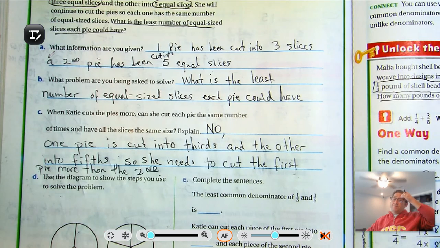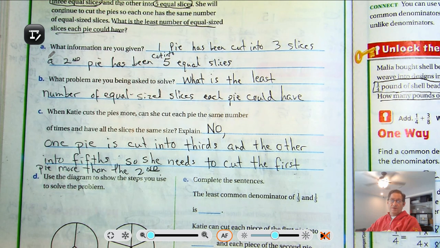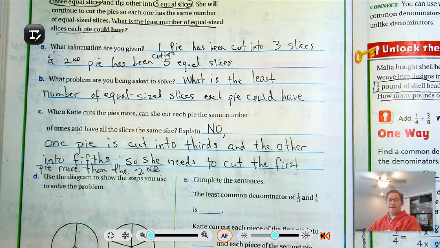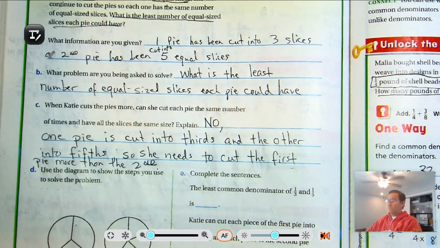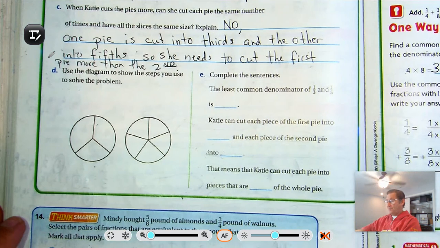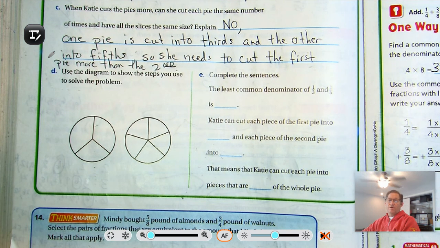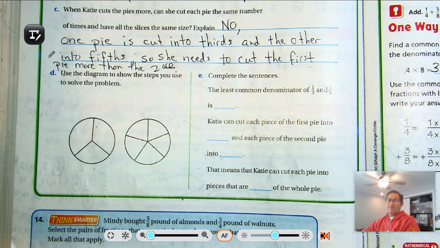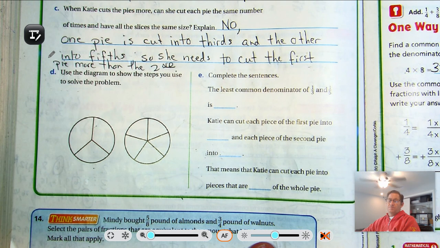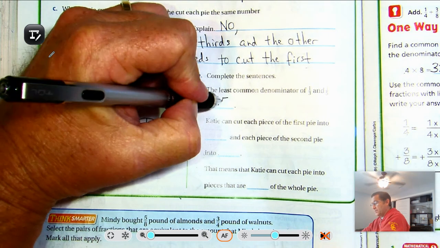All right, one pie is cut into thirds, the other into fifths. So that means she's going to have to cut the first pie, the one that's cut into thirds, more times than the second pie, which is cut into fifths. So how can we do that? Well, we know 3 is prime and 5 is prime. So just multiply them together. 3 times 5, so the least common denominator is going to be 15.